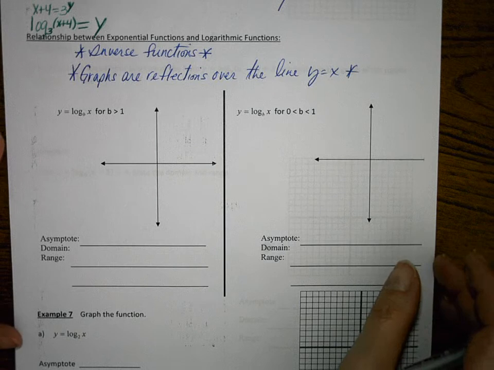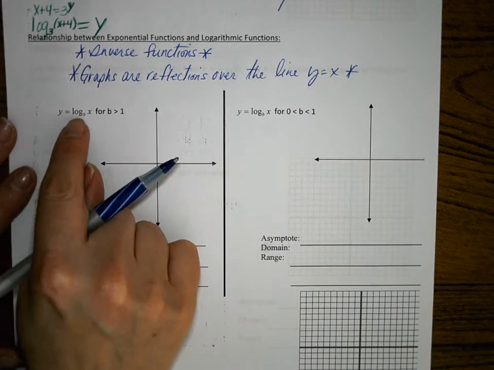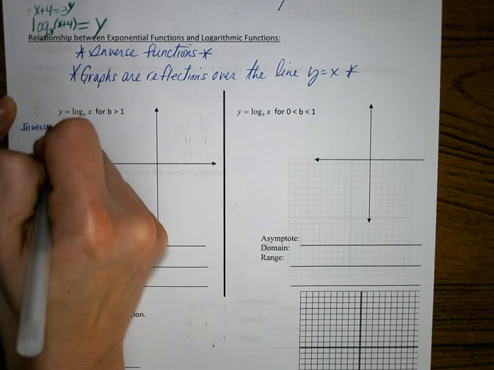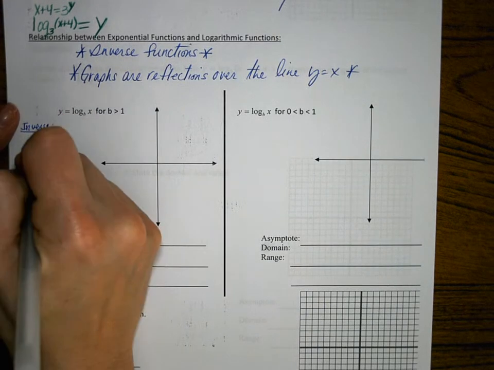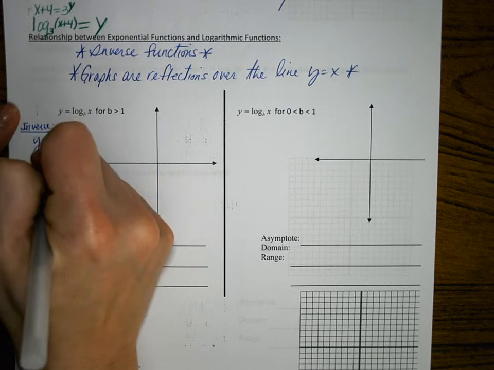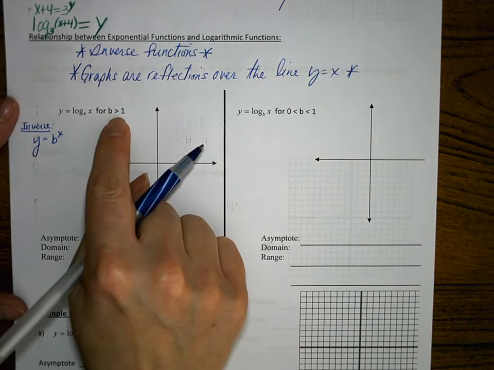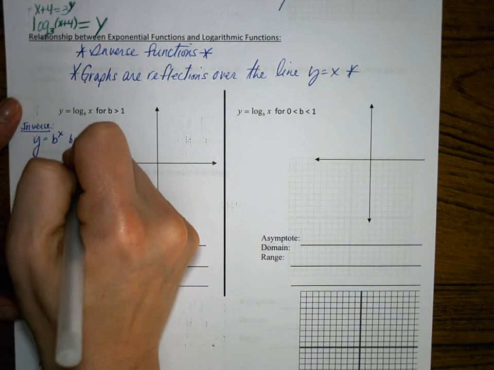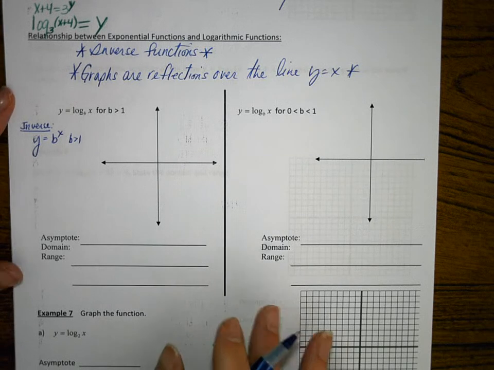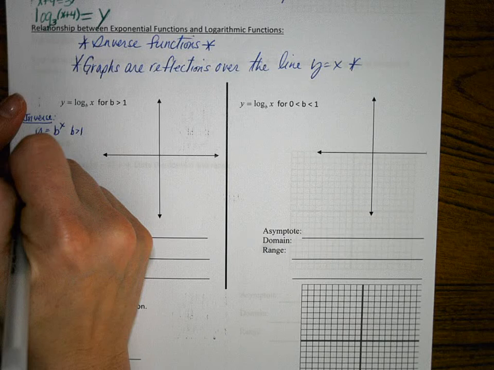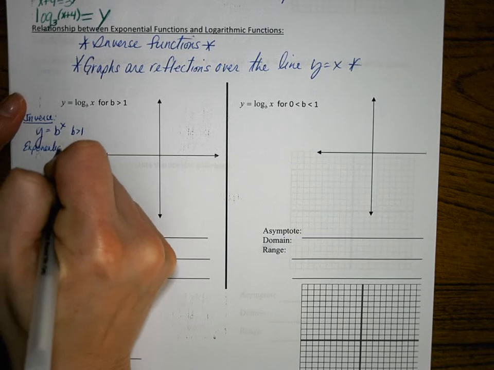Now, I need you to think for a moment then. Okay, we have y is equal to log base b of x. The inverse is going to be an exponential function. And if you found the inverse, it would be y is equal to b to the x. Now, if b is bigger than 1, that means my b is going to be bigger than 1 here also. What kind of graph is that going to be? b to the x, b is bigger than 1. Exponential growth. Very nice.